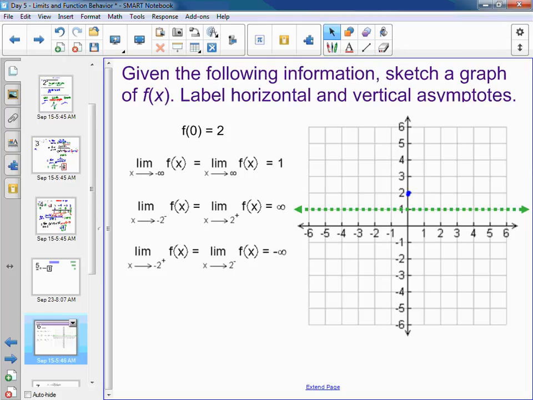The limit as x approaches negative 2 from the left-hand side is the same as the limit of f of x as x approaches 2 from the right-hand side, and that goes to infinity. So then this feature must be a vertical asymptote. Let's put that in at negative 2, and again at positive 2.